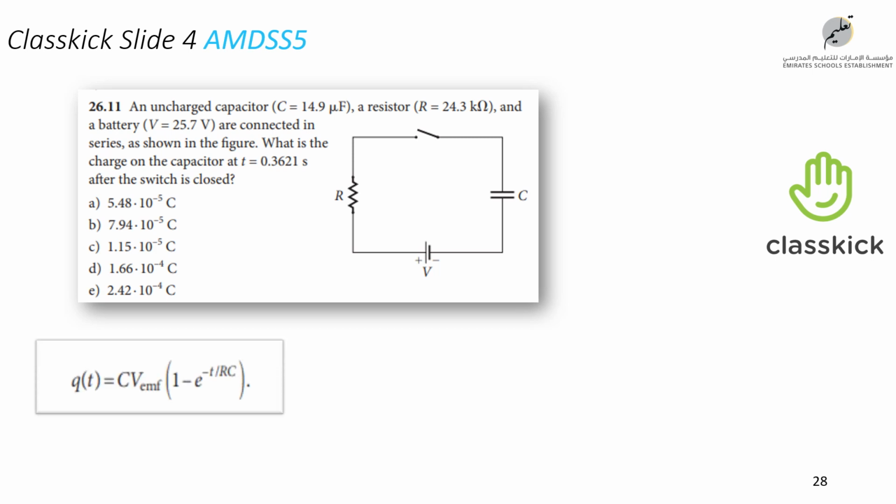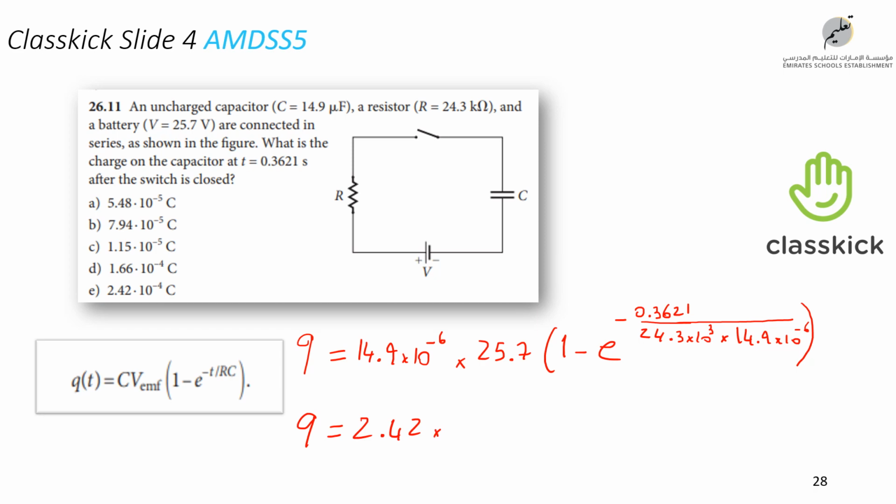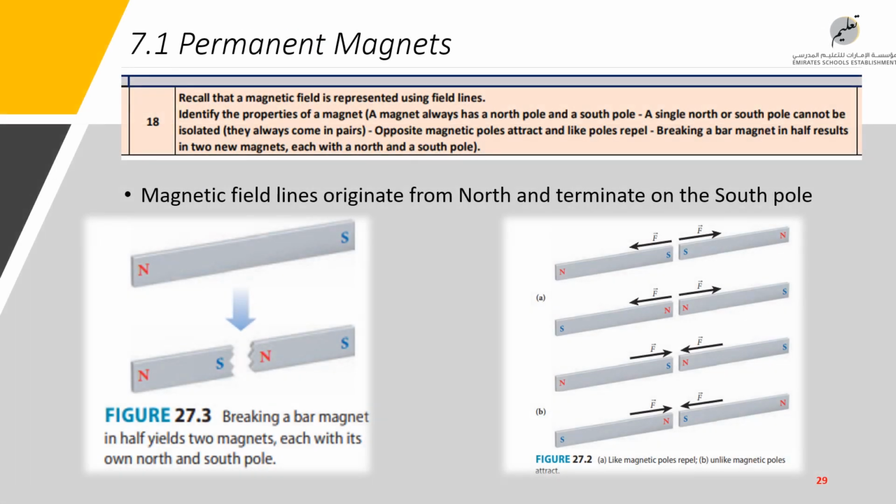So in the previous slide, the answer must not appear. Maybe a mistake. Okay, 7.1 permanent magnets. Anyway, give it a try on the Classkick, please.